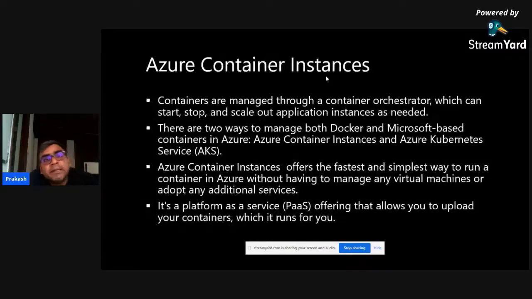Okay, let's talk about Container Instances, in short ACI. I was saying that ACI and AKS both come from a similar family called containerization.